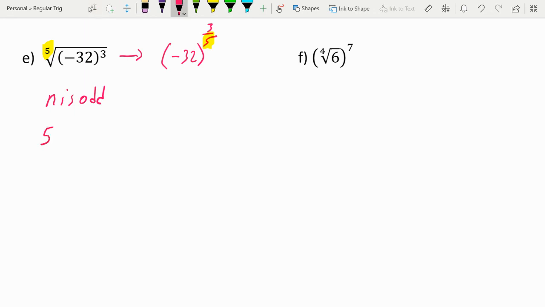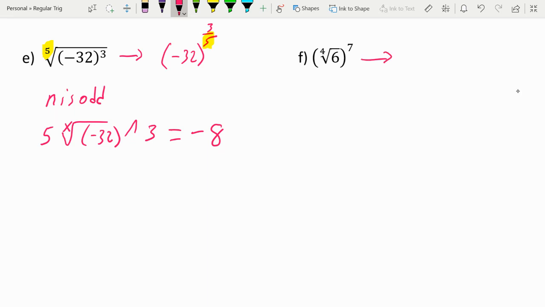So we have 5 like this. Here's where you make sure you're using parentheses. Raised to the 3rd power. This one's going to give you -8. All right? It's going to give you a -8. And now this last one.